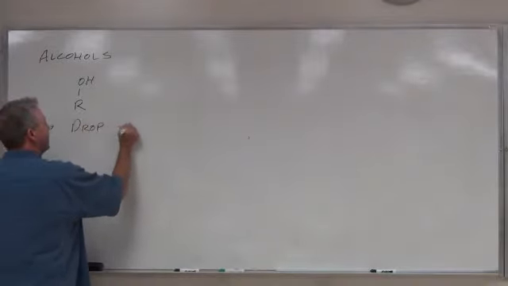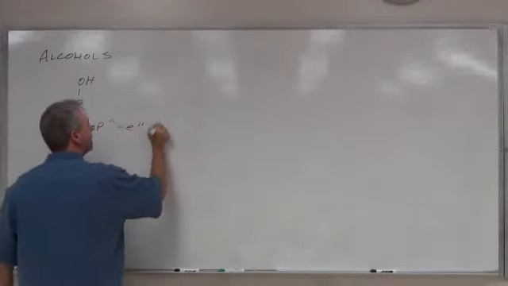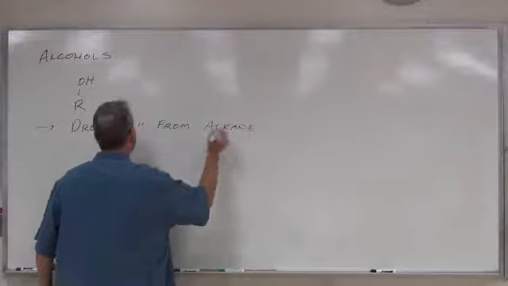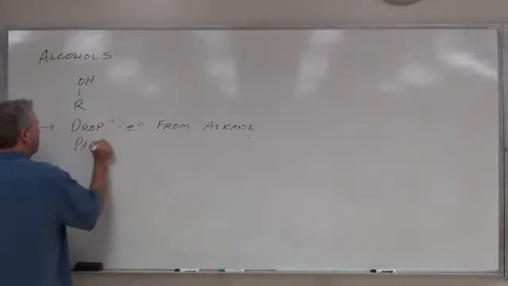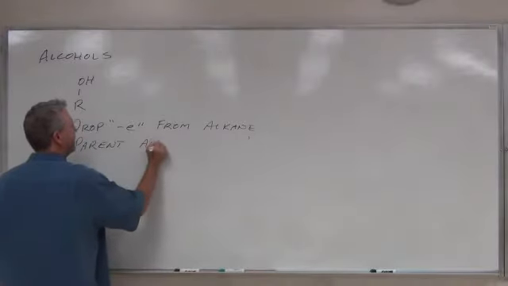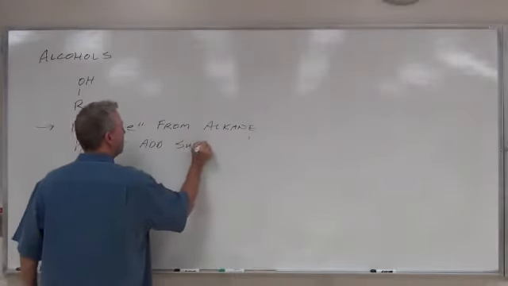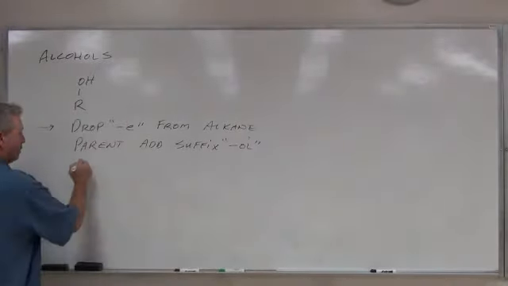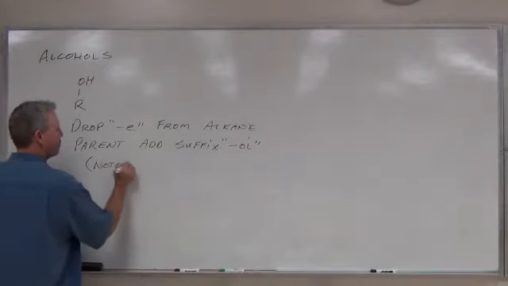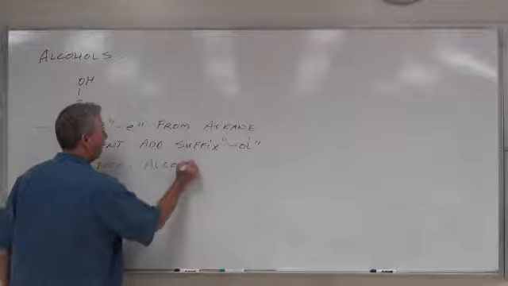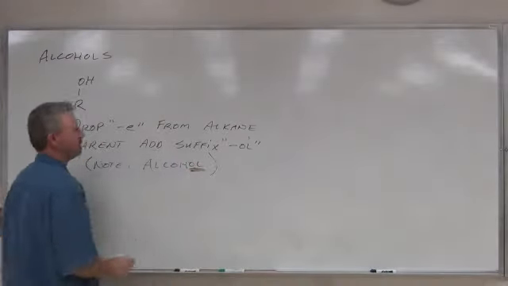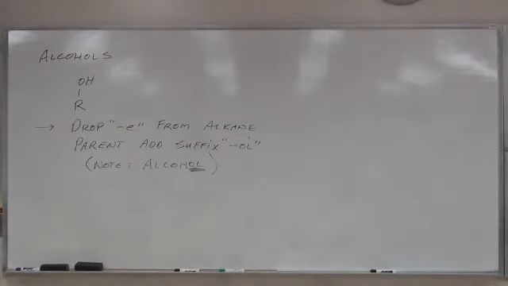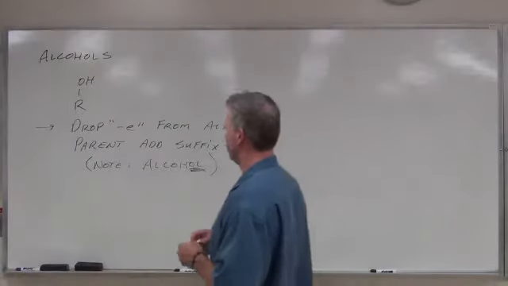We're going to drop the E from the alkane parent and we're going to add the suffix OL. Note to self. The word alcohol ends in OL. And so do all the names of the alcohols. Okay?